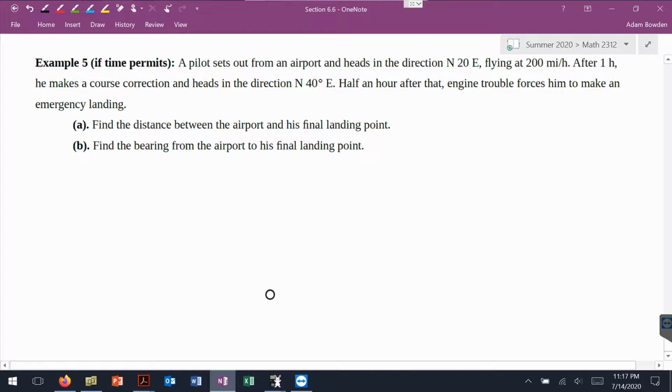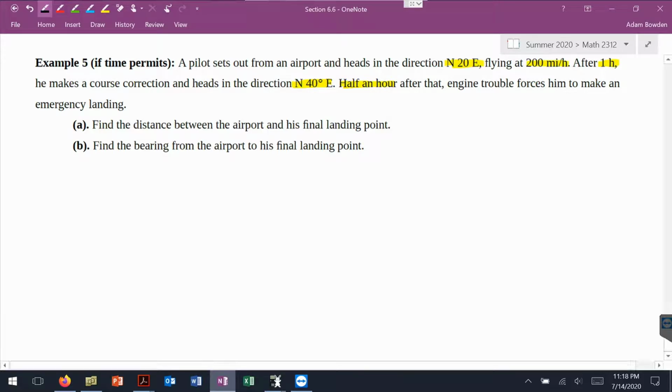Okay, now in this next example, it's going to be a little bit different, but it's dealing with the heading and bearing. It says a pilot sets out from an airport and heads in the direction of north 20 degrees east, flying at 200 miles an hour. After 1 hour, he makes a course correction and heads in the direction of north 40 degrees east. Half an hour after that, engine troubles force him to make an emergency landing. We want to find the distance between the airport and his final landing point and find the bearing from the airport to his final landing point.